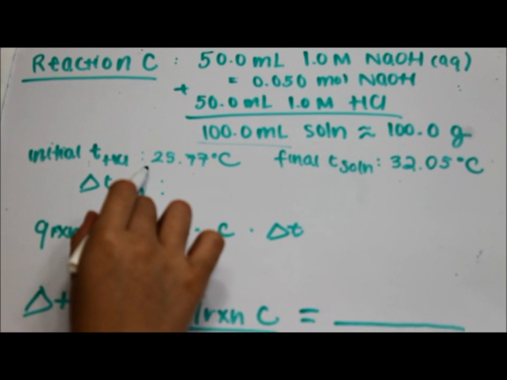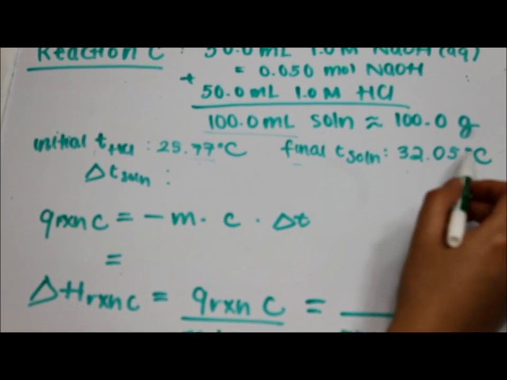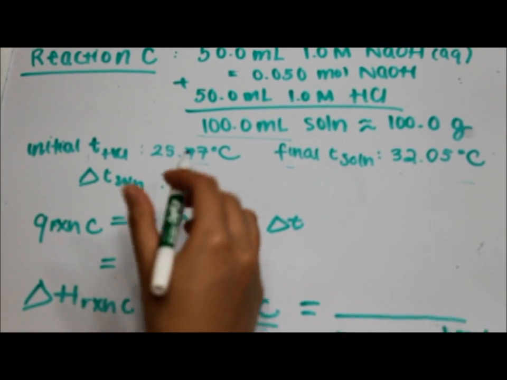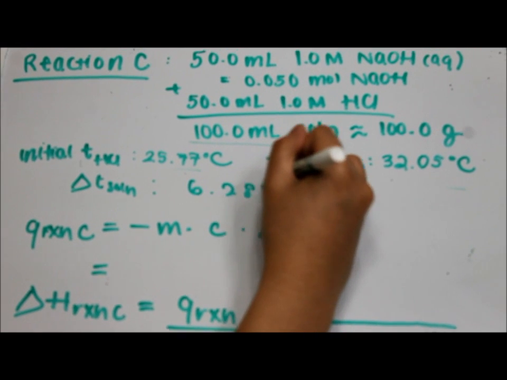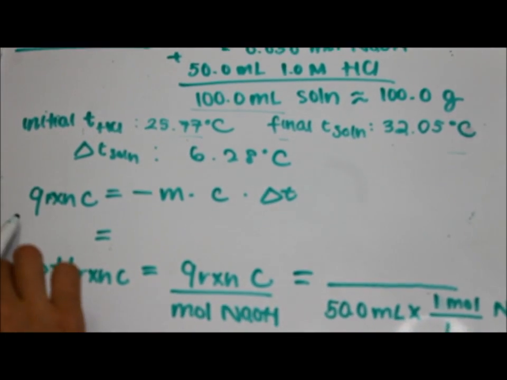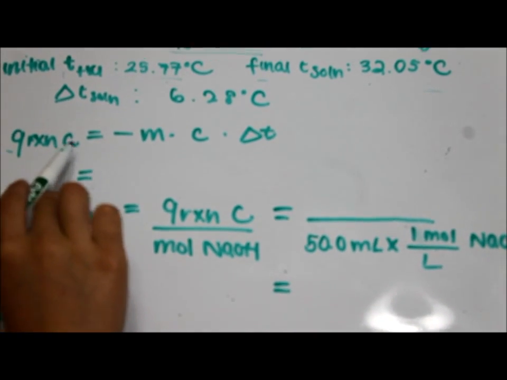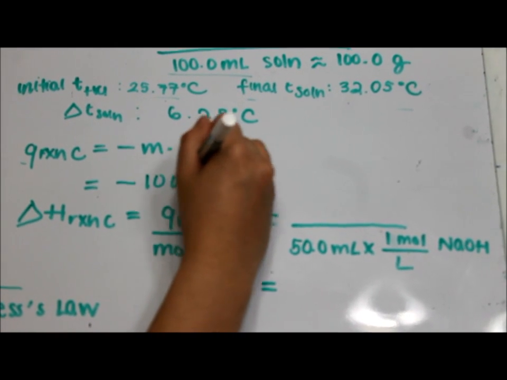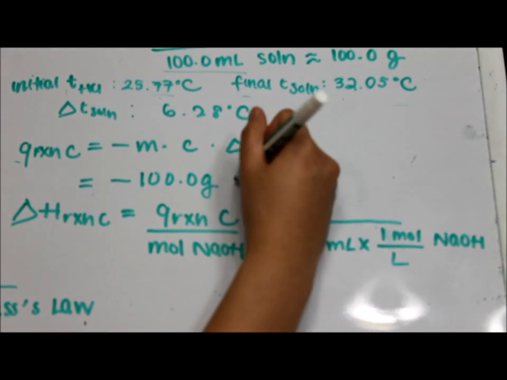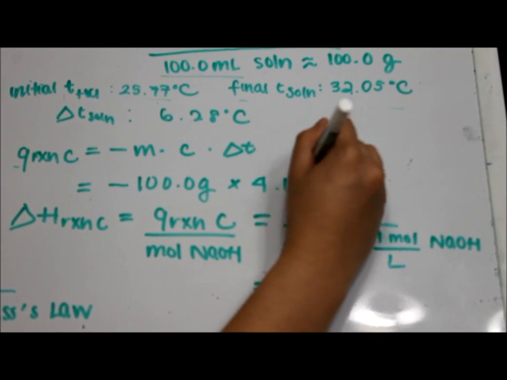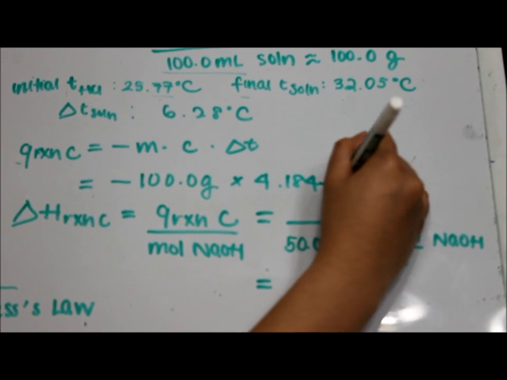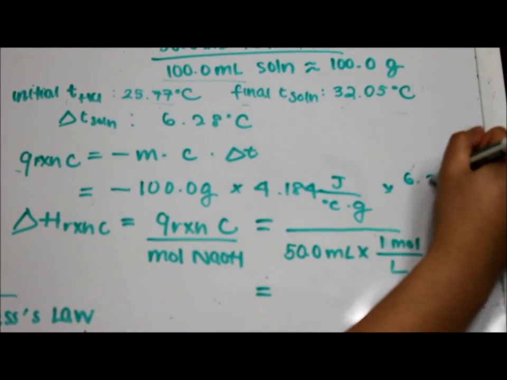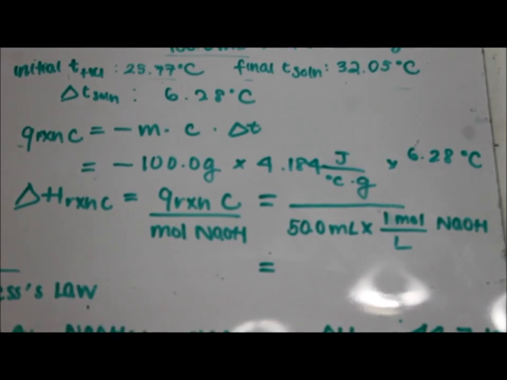The initial temperature is this, and the final is 32.05 degrees Celsius. Again, we're going to find the change in temperature, which is calculated to be 6.28 degrees Celsius. We're using the exact same formulas as earlier for the heat of reaction. The mass this time is again 100 grams, times specific heat, which is the same, 4.184 joules per degree Celsius times grams, times the change in temperature right here, 6.28 degrees Celsius.